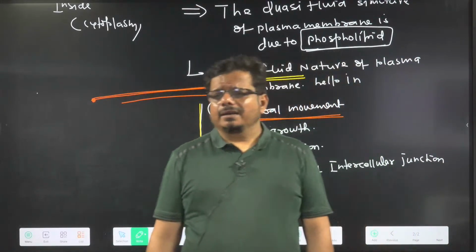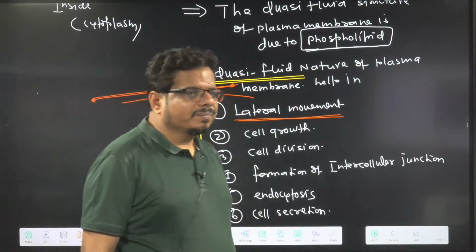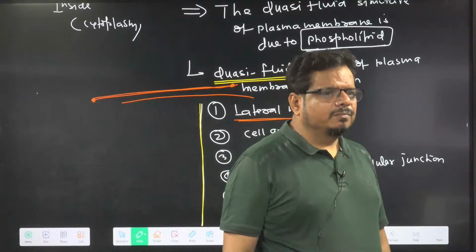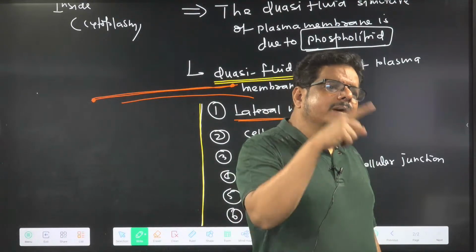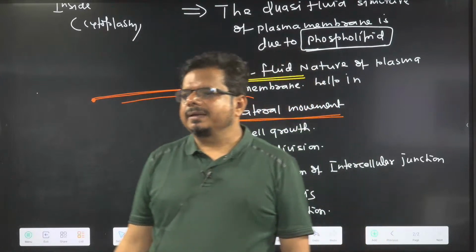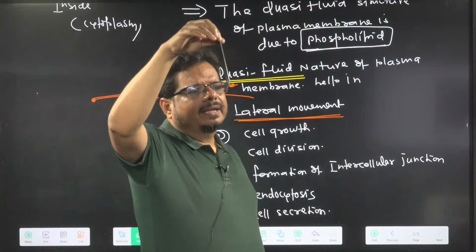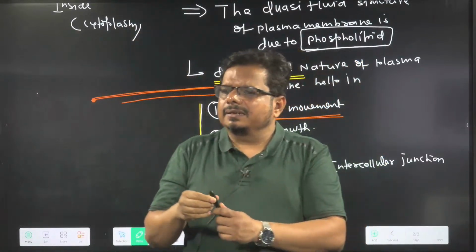Understood? So lateral movement is not allowed by which one? Solid. But look, liquid and plasma membrane allow lateral movement, right? And the plasma membrane is made up of honey-type material. Which type of material? Honey type. So what am I taking? I am taking a container where honey is there.